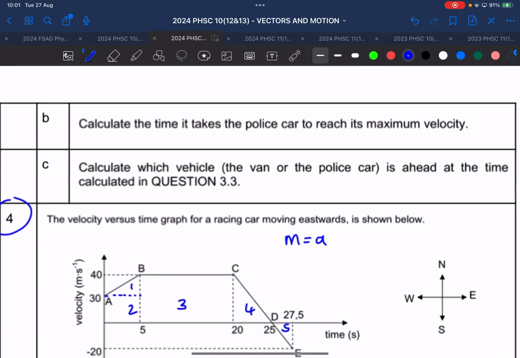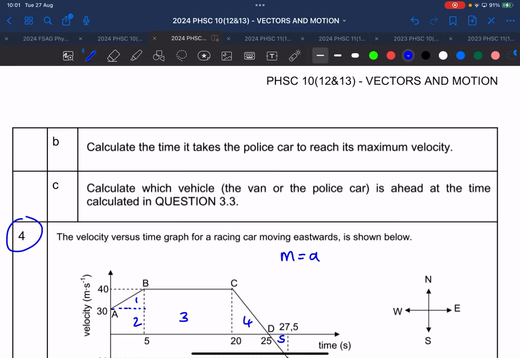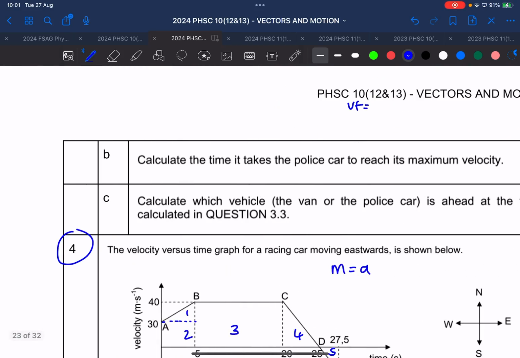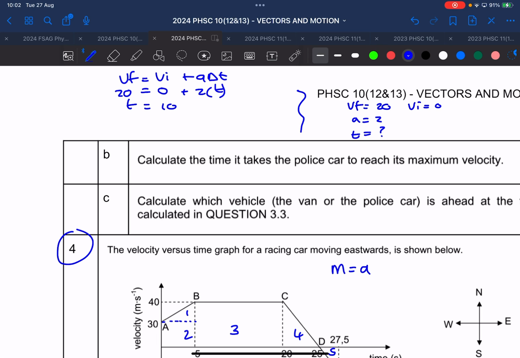Then they say, calculate the time it takes the police car to reach its maximum velocity. So for the police car, we have the final velocity is going to be what? 20. The acceleration is 2. They want the time. And we know the initial velocity is 0 because it starts from rest. So you're going to use that equation there. Final is 20 plus... And you must show your zeros. You can't just leave them out. And you get the time to be 10 seconds.